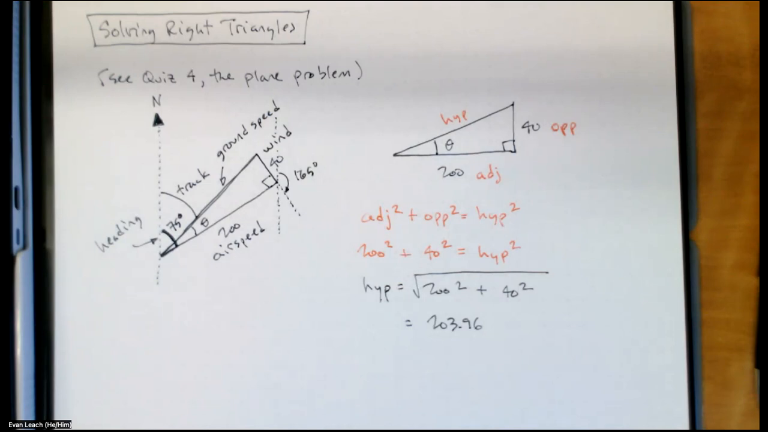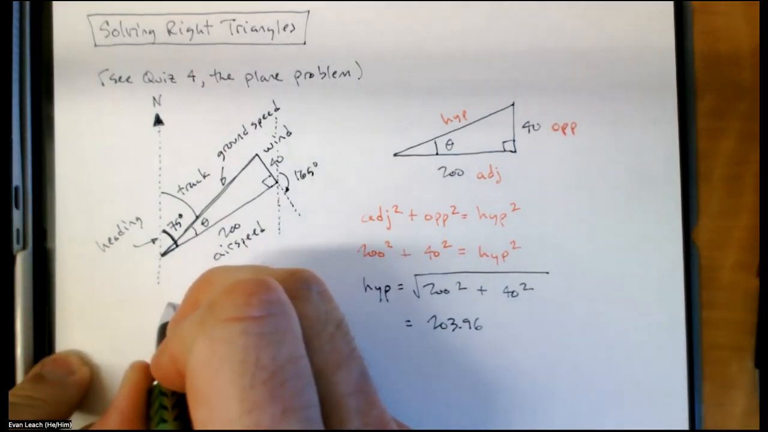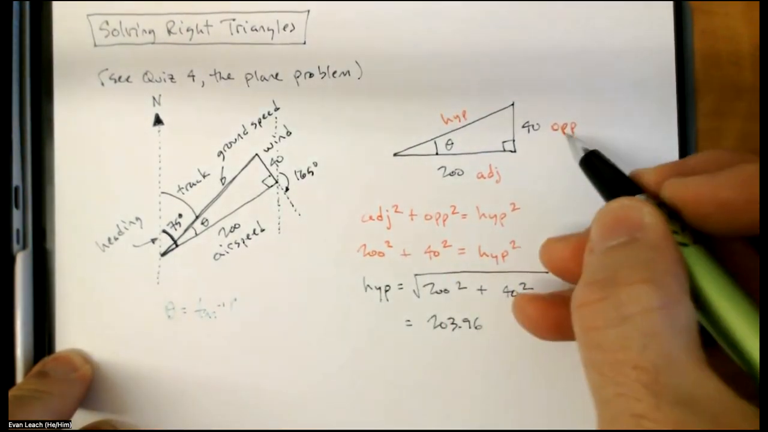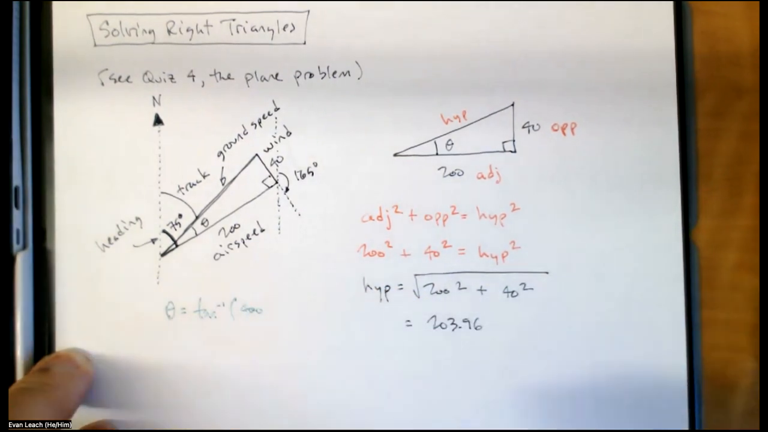We have opposite and adjacent. That's given to us. The 40 and the 200 are given to us. This 203.96 is rounded. So it's not as good as the 40 and the 200. So, great. We'll use inverse tangent. So theta is tangent inverse of opposite over adjacent. That's 40, not 400.